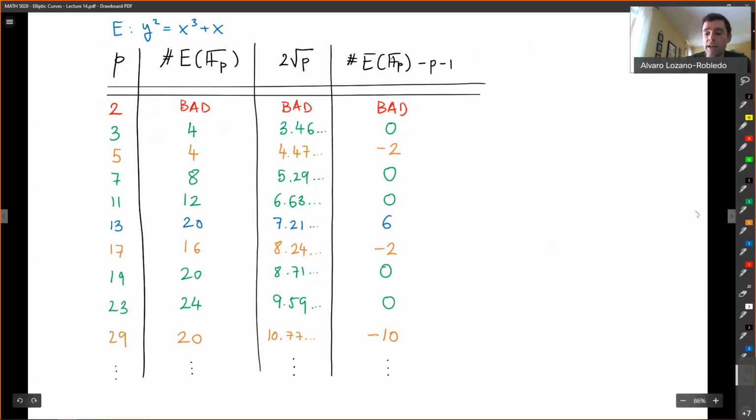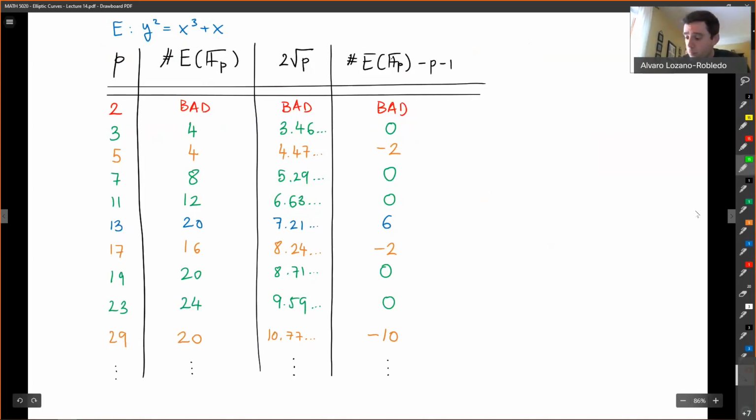You can see that in green, I have those where the bound is exactly right on. So it's exactly, the error is 0. And orange are the primes that are deficient in terms of number of points, and in blue are primes that exceed the bound. All right. So you can see, if you start looking into this, you might realize what is happening. There's a lot of patterns that one can deduce from here.